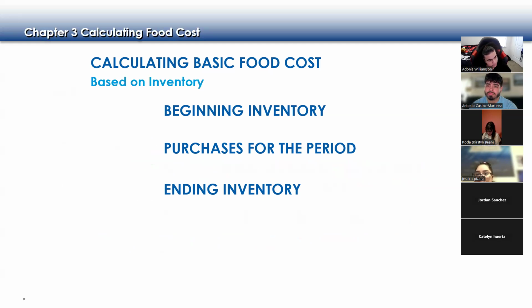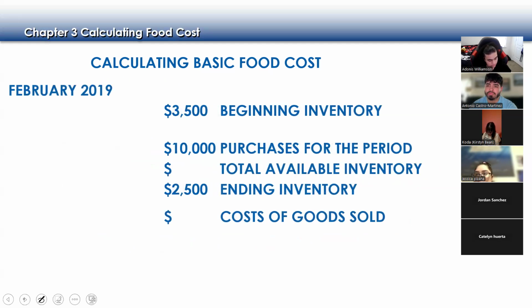Let's do another example together with actual numbers. Okay? So I have a beginning inventory of $3,500. I spend $10,000 during that period. So that means I have $13,500 total available inventory. Okay? $13,500 total available for me to spend.